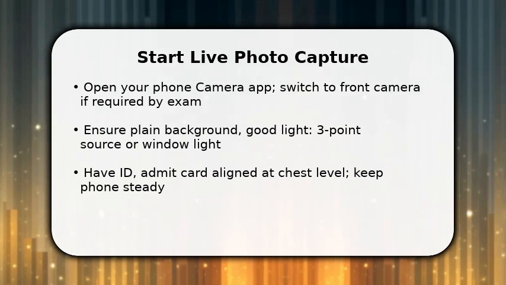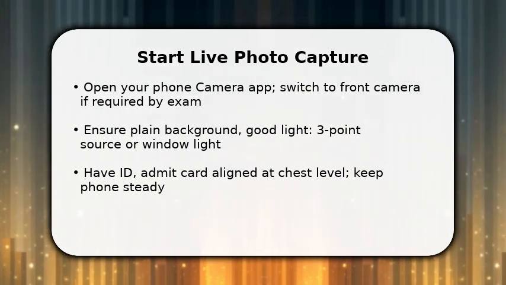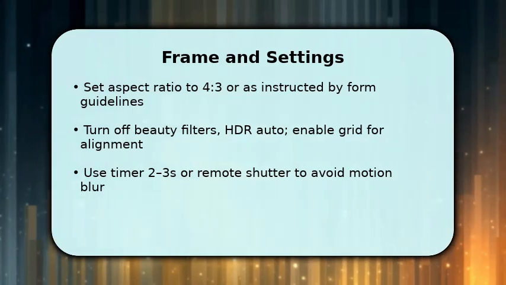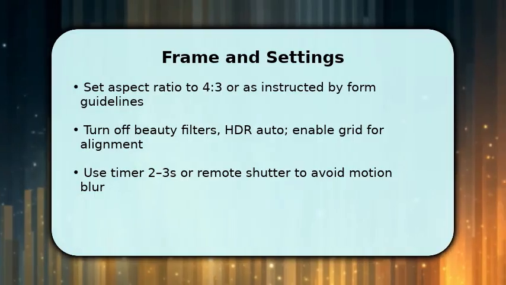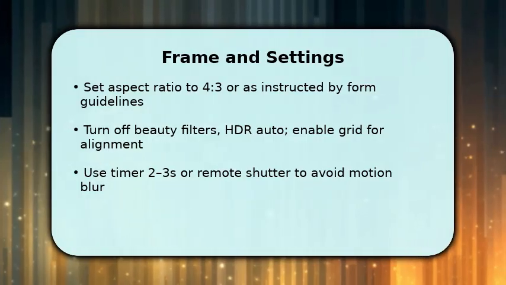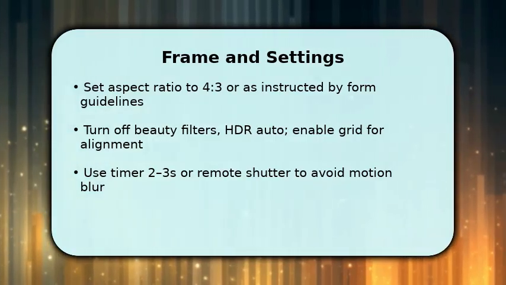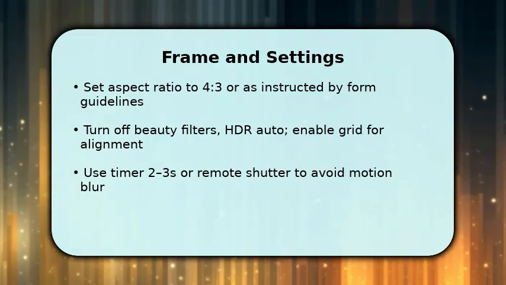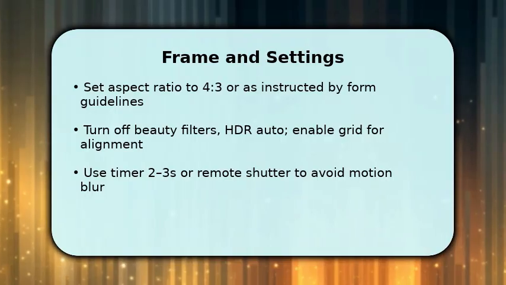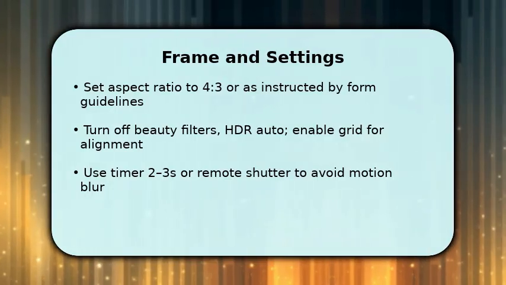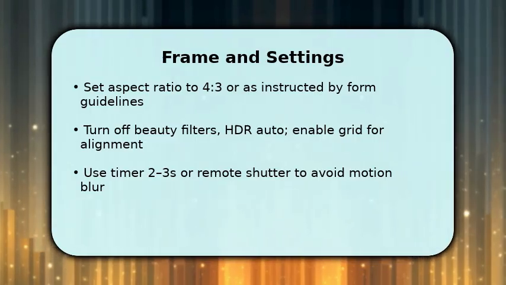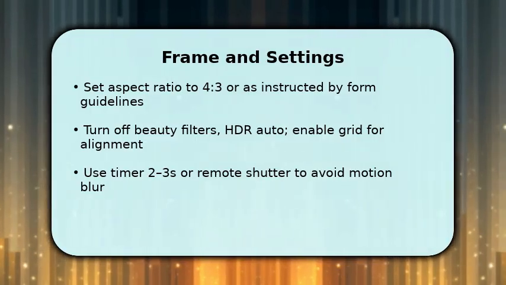You now adjust framing and camera settings to meet SSC rules and get a clear shot. Turn off beauty filters and other enhancements so the image is raw, and enable the grid to line up eyes and shoulders. That helps with automated verification. Set aspect ratio to the specified 4:3 or the exam instruction, and use a 2-3 second timer or a remote shutter to eliminate shake. Make a test shot, review, and recompose until you finish by taking the final live photo and immediately verifying it on screen.